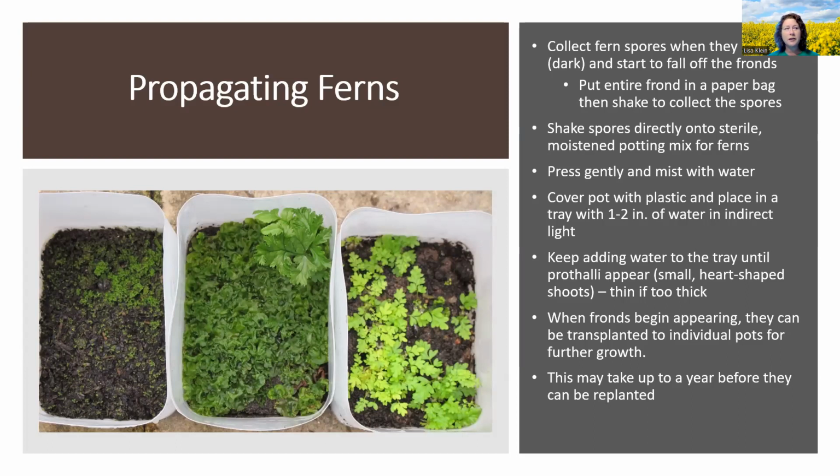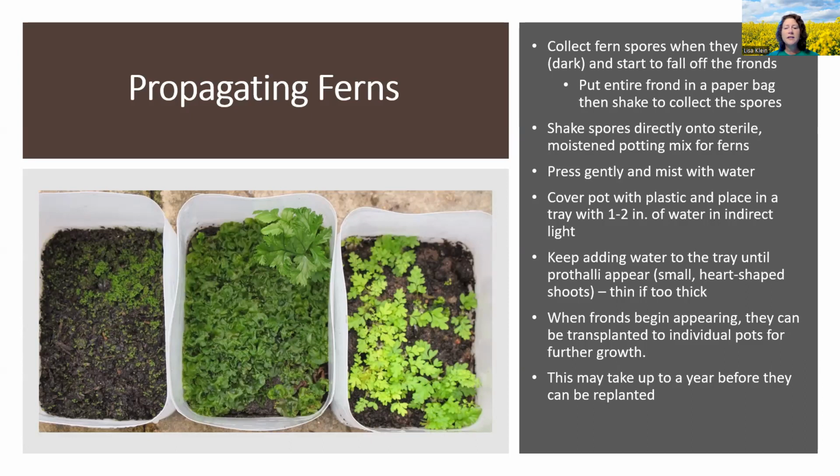I mean, just go online, you can find YouTube videos, and there's all sorts of fun things that you can do. But probably the easiest is you're just going to collect the spores when they're really dark. So if you notice, maybe you got some Christmas ferns or something like that, you notice that the spores on the back of the leaves are really dark and they start to fall off, you're going to actually snip that frond and put it in a paper bag. And then you're just going to shake it up and you're going to knock those spores off so that they're falling into the bottom of the bag.